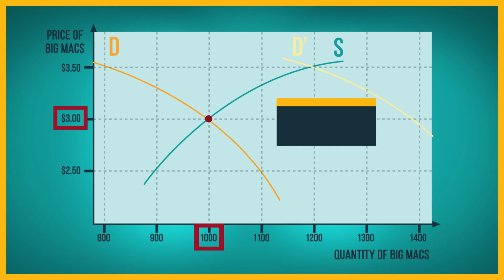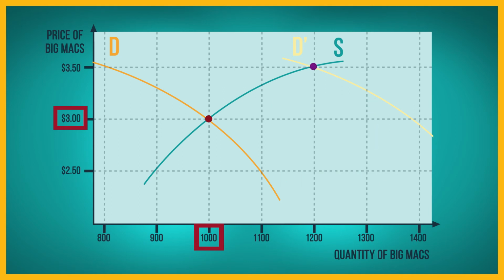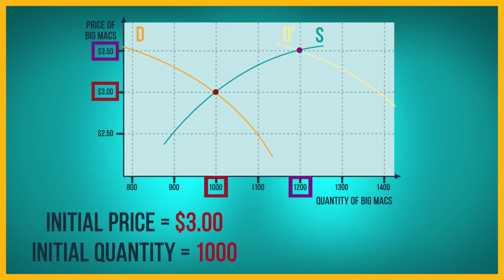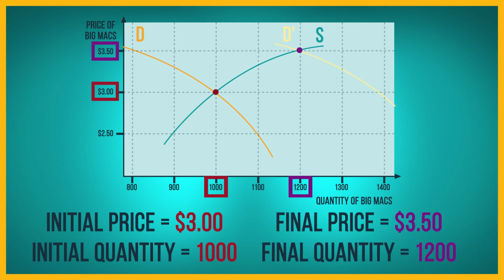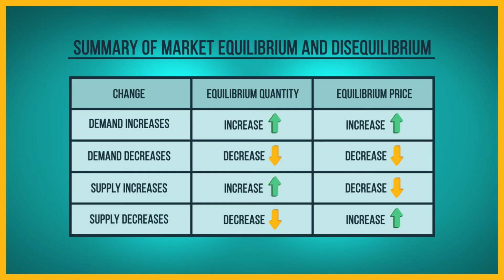Step 6. We use the intersection of the supply and demand after the price of Whoppers increases to identify the new equilibrium price and quantity. Our example shows that the new equilibrium price is $3.50 and the new equilibrium quantity is 1,200. Step 7. Now we compare the initial price and quantity with the final price and quantity. We see that the price of Big Macs increases from $3 to $3.50 and the equilibrium quantity increases from 1,000 to 1,200.